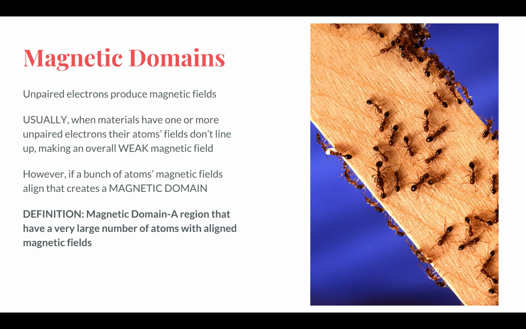A magnetic domain is defined as a region that has a very large number of atoms with aligned magnetic fields. Magnetic domains have strong magnetic fields. We're adding together all of these small magnetic fields, and they make a strong field.